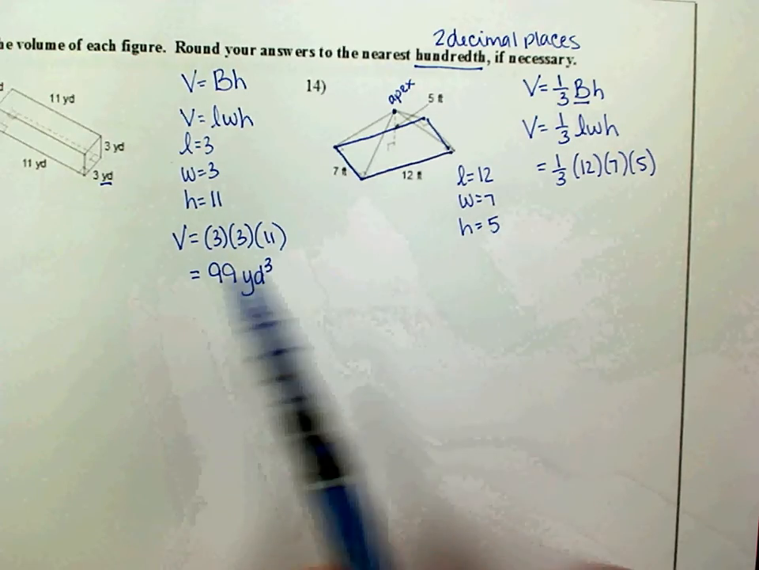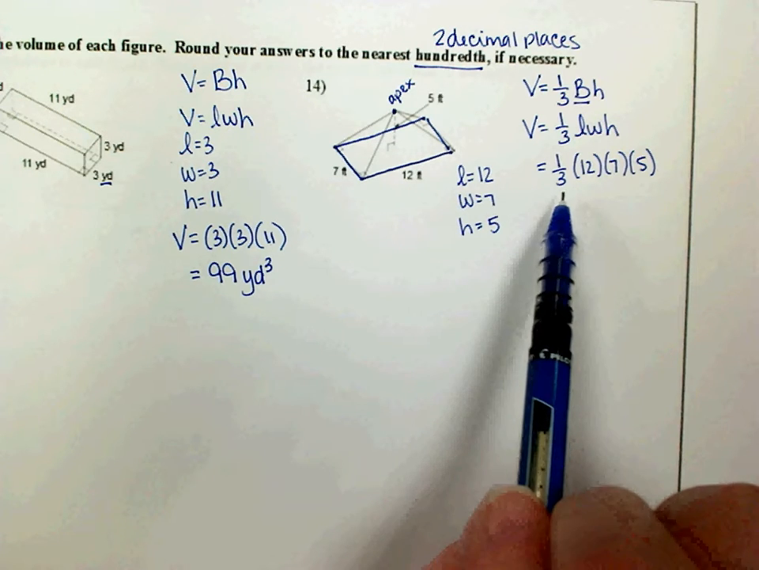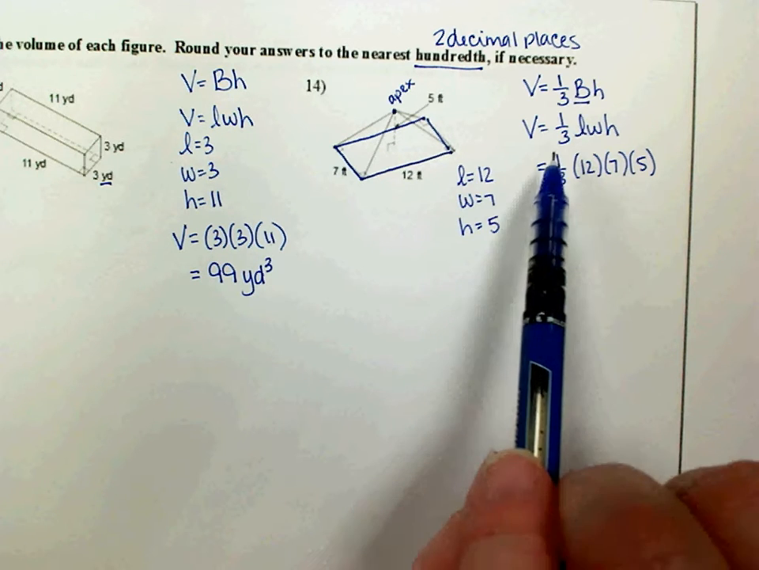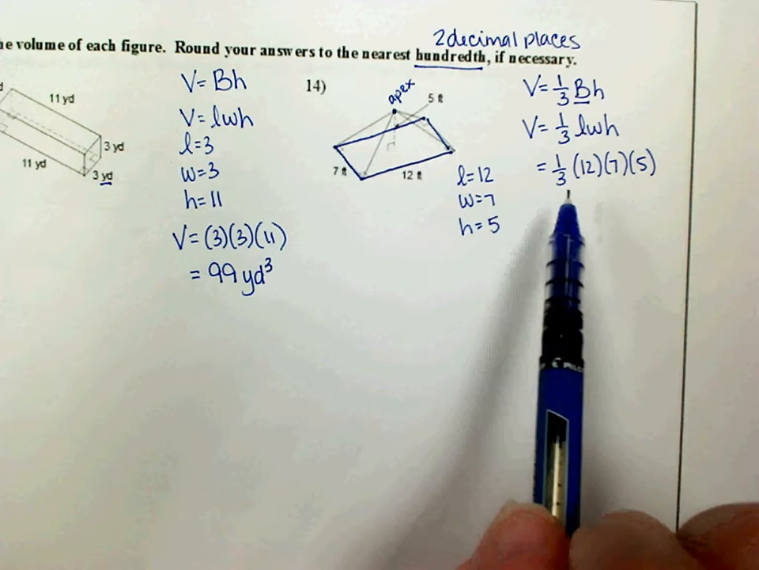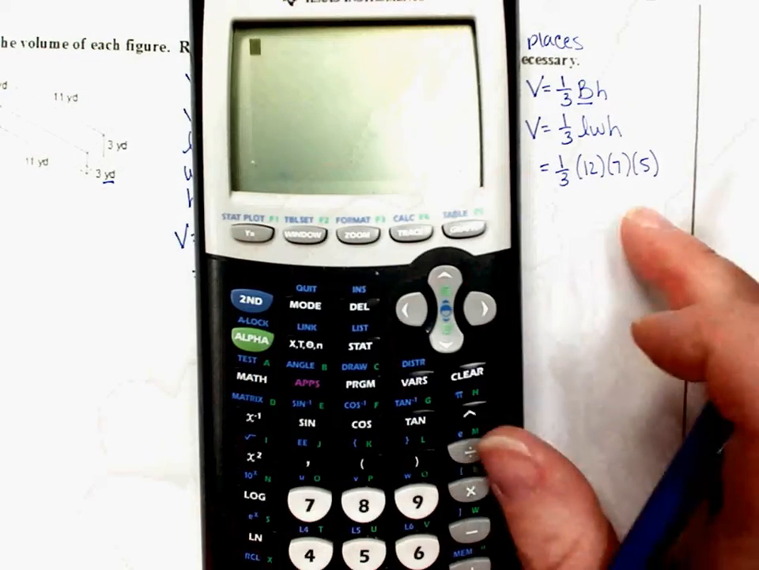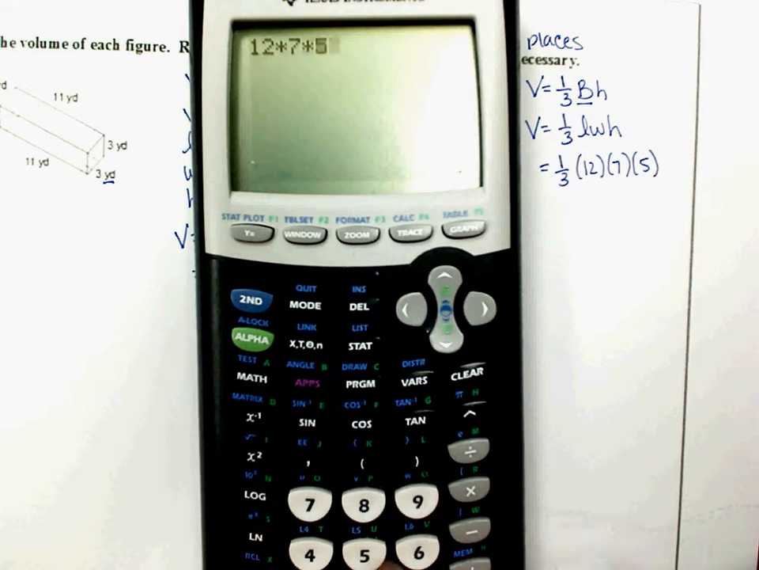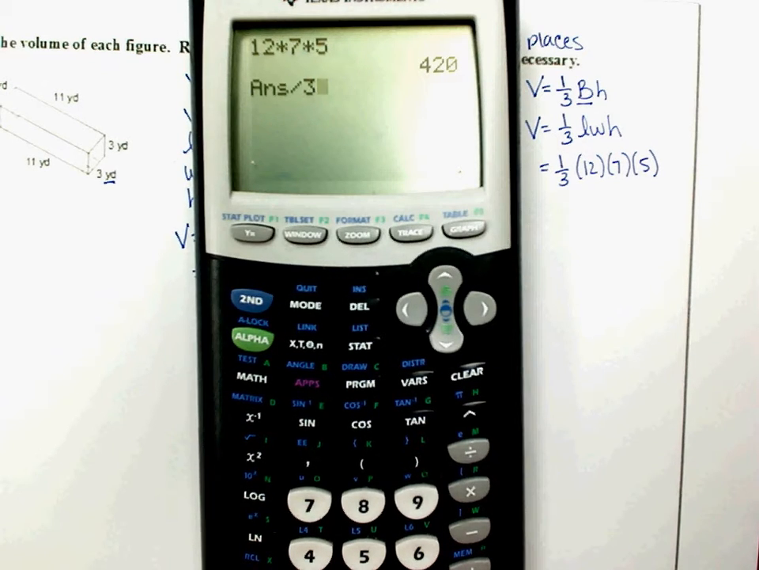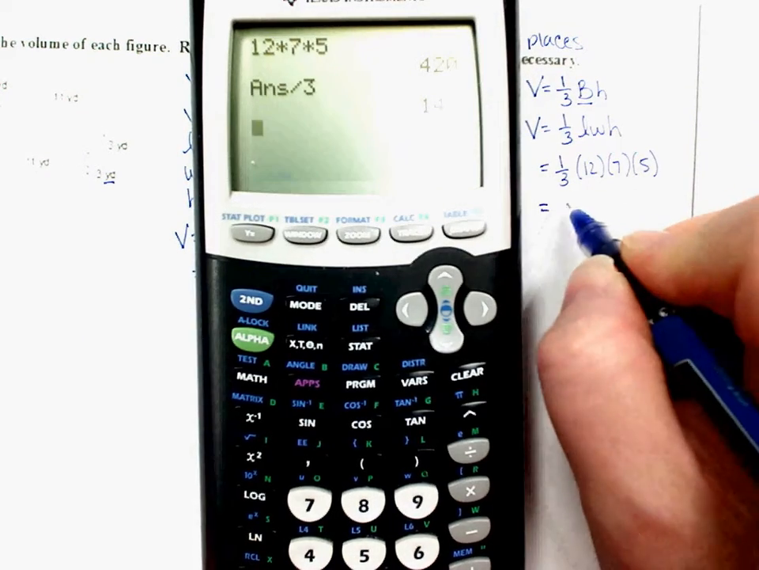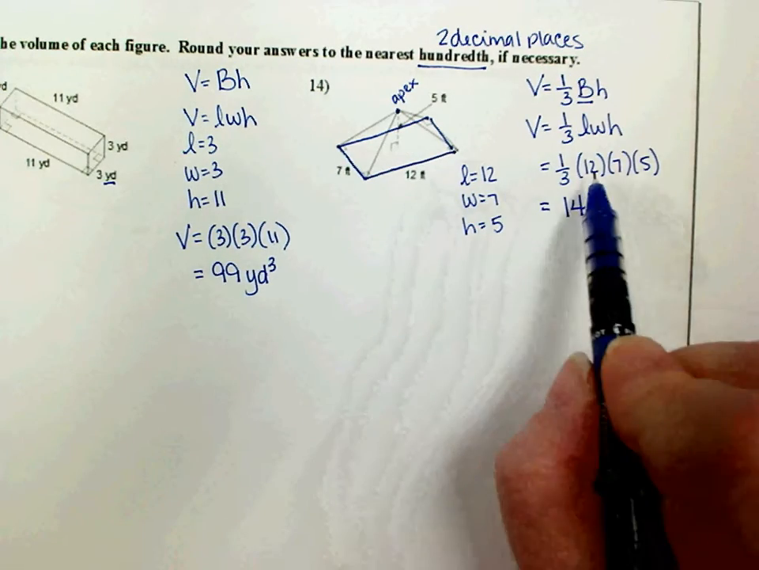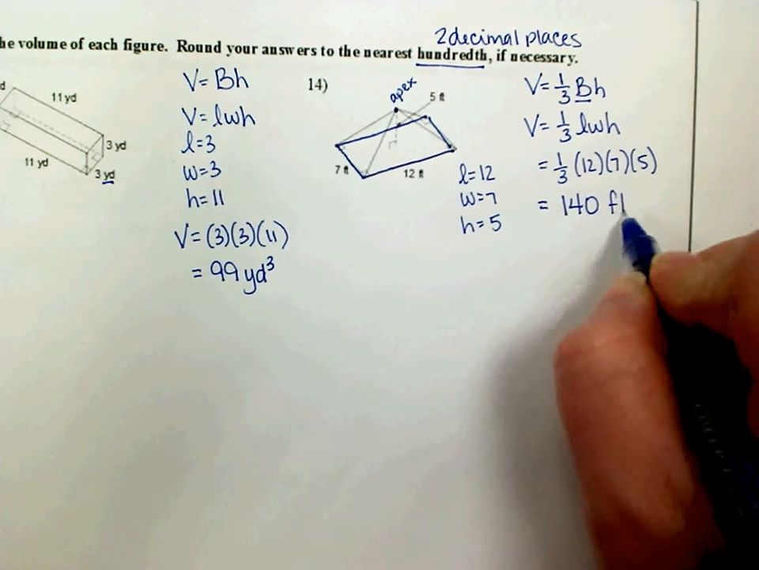Now, when we have 1/2, we can always replace it with 0.5 as a decimal. You cannot replace 1/3 with 0.3. They're not the same thing. 1/3 is 0.3 repeating, and we can't put that in our calculator. So instead, the way that we do this in our calculator is we multiply the 12 times the 7 times the 5 first, and when we get that answer, to find 1/3 of it, we divide that by 3. Dividing by 3 is the same thing as finding 1/3. So our volume here is 140, and our units were feet. So we were multiplying feet by feet by feet, so we get cubic feet as our units.